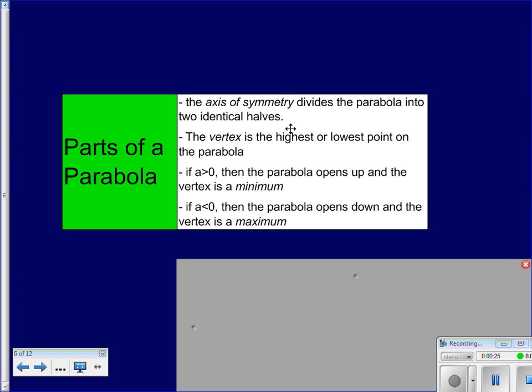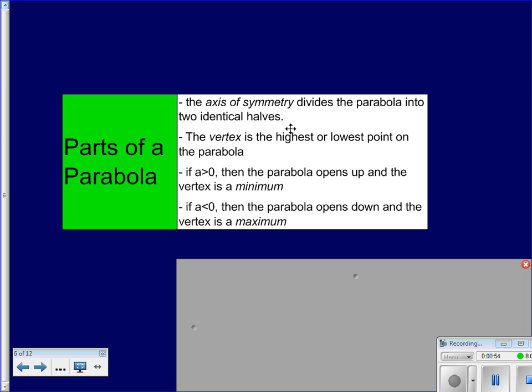So here are the different parts of the parabola. First, the axis of symmetry is what divides the parabola into two identical halves. The vertex is the highest or lowest point on that parabola. If a is greater than 0, remember a is that coefficient with the squared term, then the parabola opens up, and we refer to the vertex as a minimum. That makes sense because it's the bottommost part of the parabola, so it would be the minimum point.